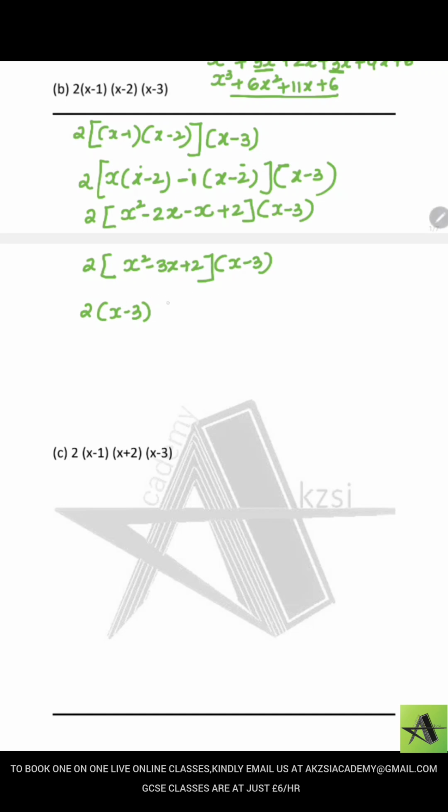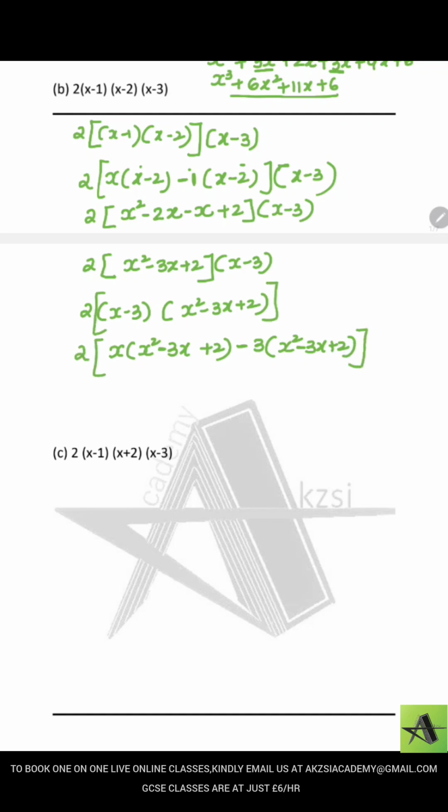So this will be x squared minus 3x plus 2. And now we are multiplying every term of our first bracket with every term of our second bracket. So x times (x squared minus 3x plus 2) minus 3 times (x squared minus 3x plus 2). And 2 will be outside. So let me just write it like this.